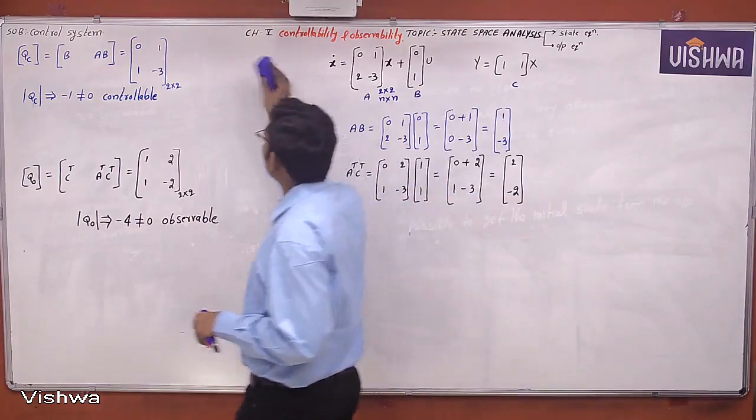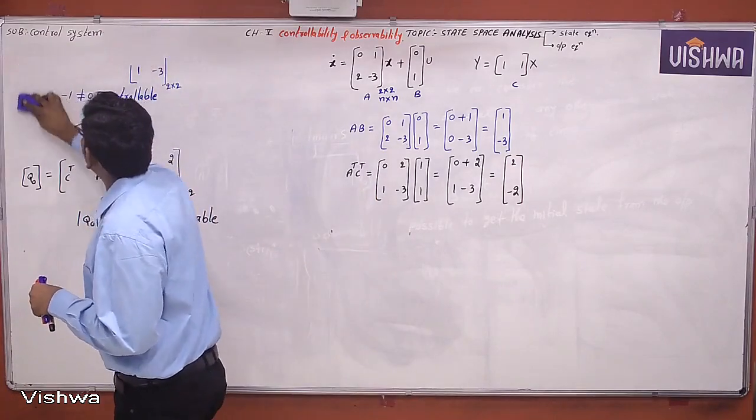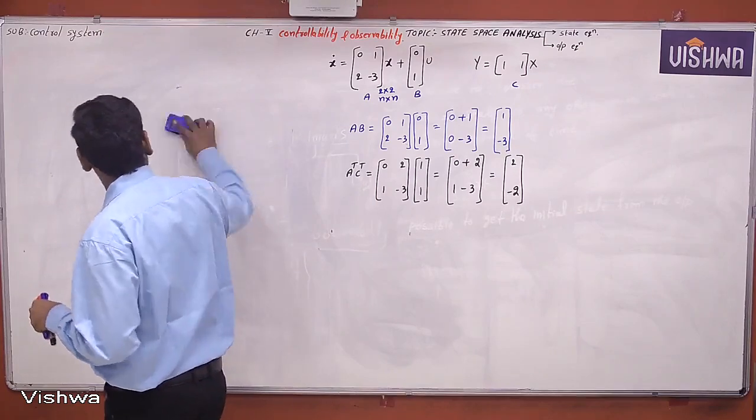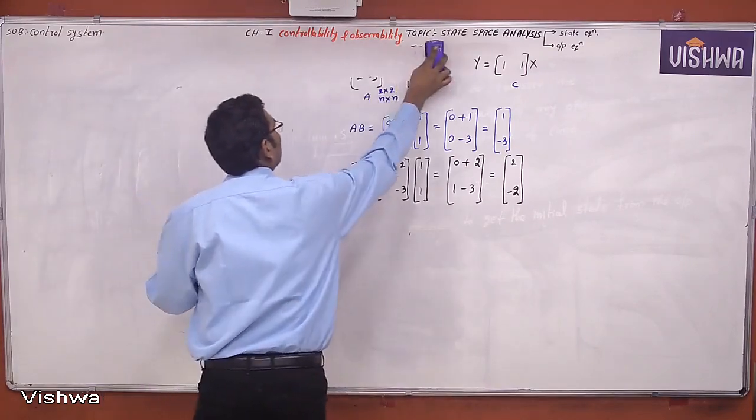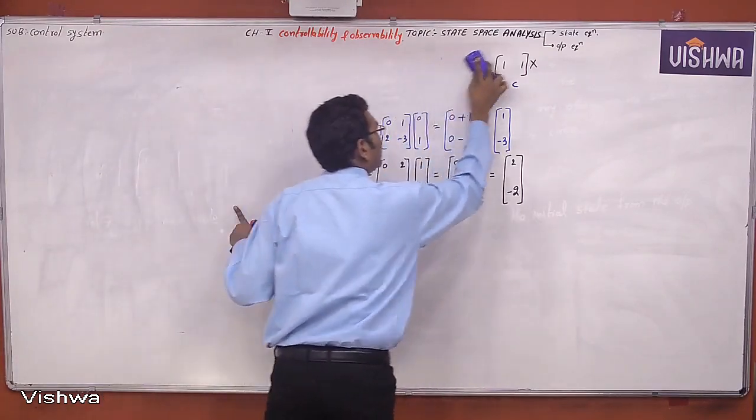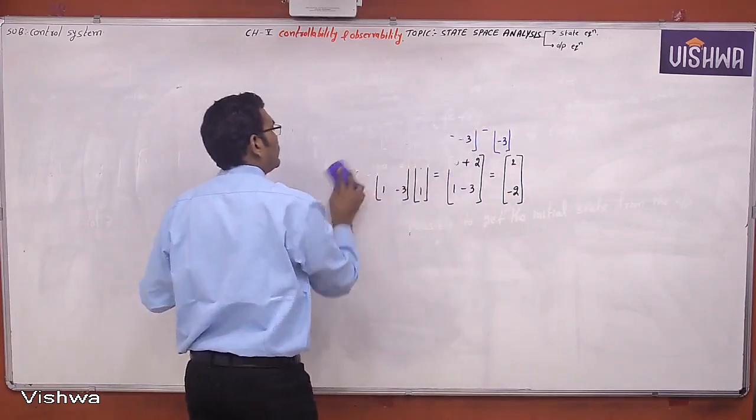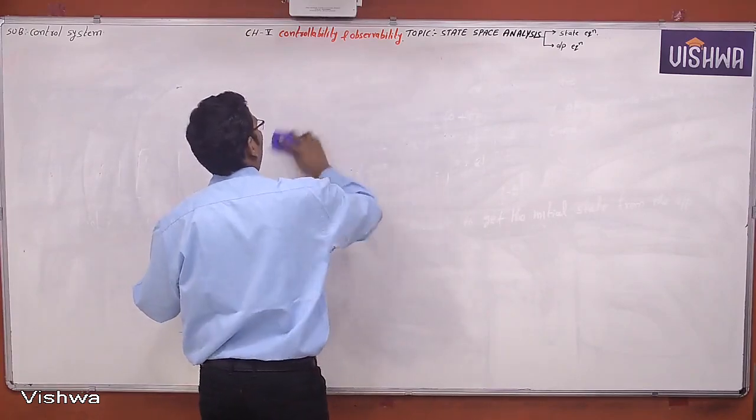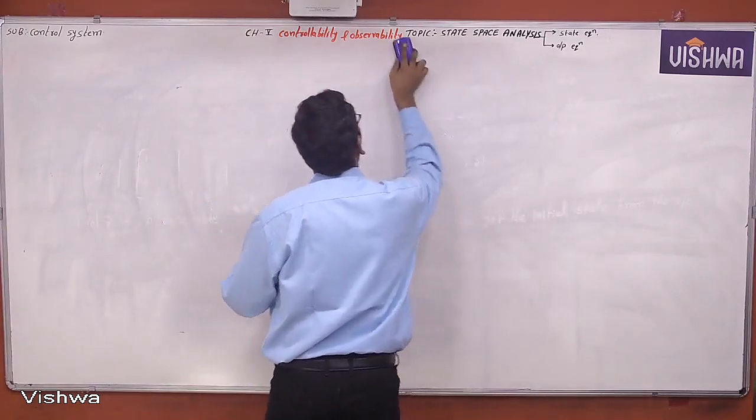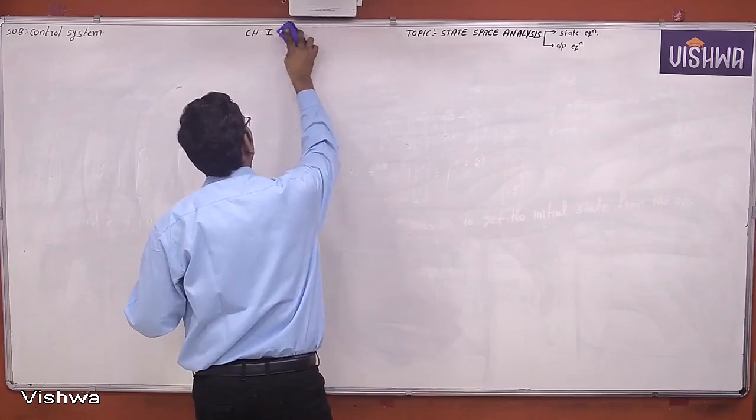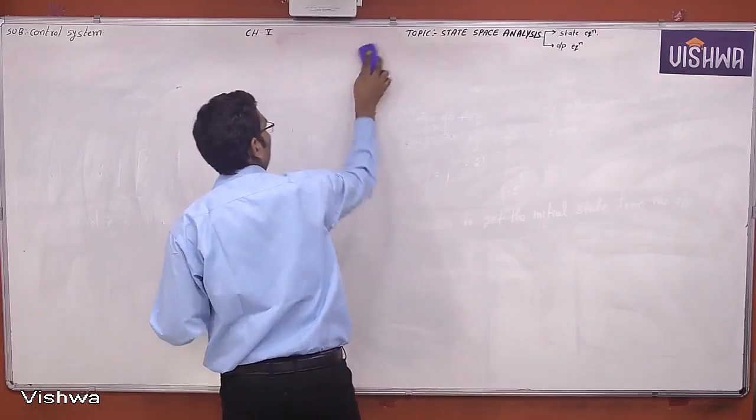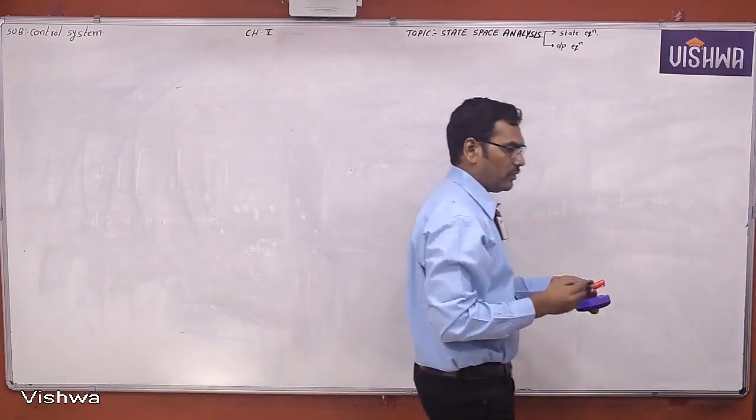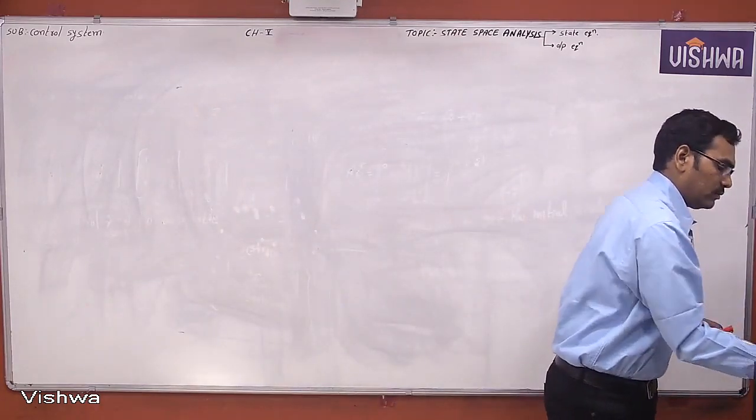Clear or not? This is one question on controllability and observability. In all the analysis topics, I give controllability and observability, state transition, zero input response, zero state response, like that. These are the generally asked questions in the state space analysis. So now we'll solve one problem.